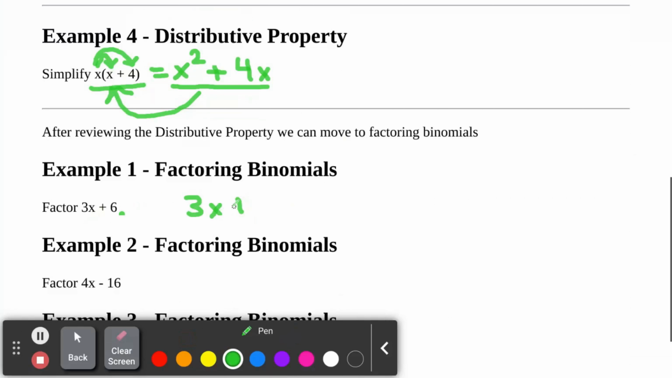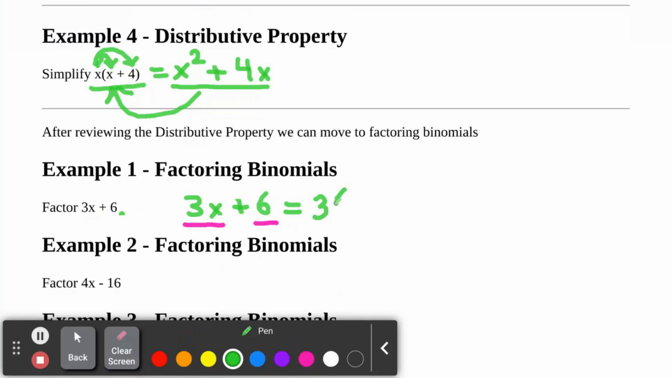Okay, we have to look at both terms in the binomial. So we have the term 3x, and we have the term 6. And we have to figure out the greatest common factor between the two of them. So 3x, well, that's divisible by 3. And 6 is also divisible by 3. That's the greatest common factor between the two of them. So this is going to work out to 3.